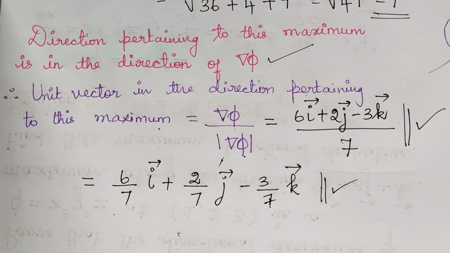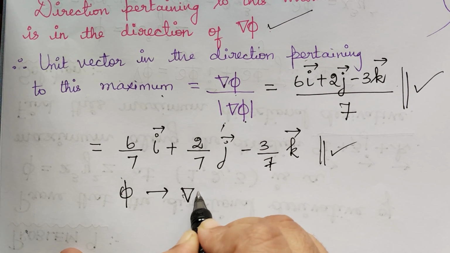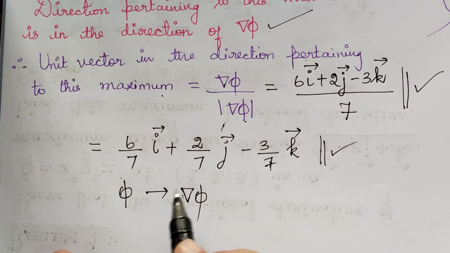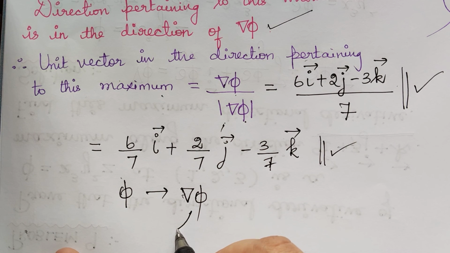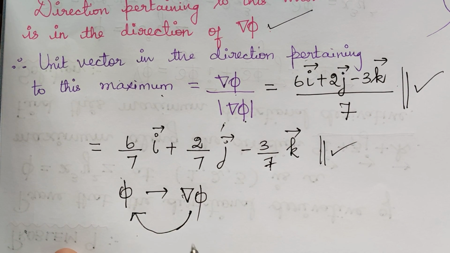In our next video, we will learn how to find the scalar point function phi when the gradient nabla phi is given. Usually the scalar point function phi is given, and from this we find nabla phi. Now in our next video we will learn how, if nabla phi is given, to find this phi. That will be the concept we will learn in our next video.